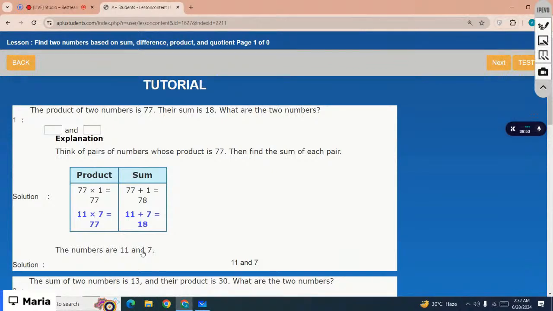Their product is 77, so you need to make a chart, right? What numbers make 77? 11 times 7. The only factors of 77 are 11 and 7, right? So when you add 11 plus 7, they make 18. So the correct option is 11 and 7. Got it?